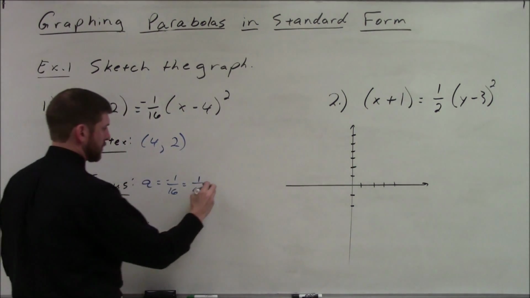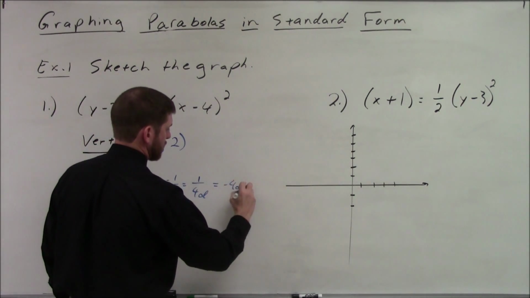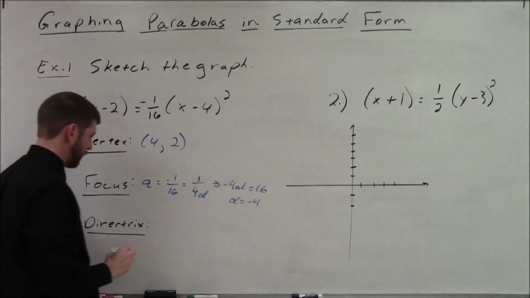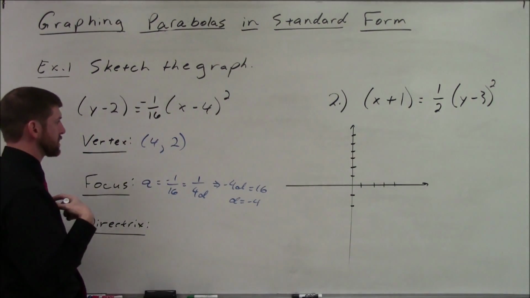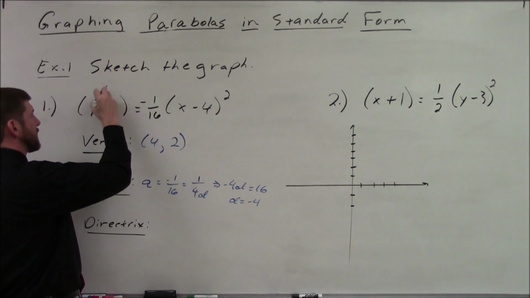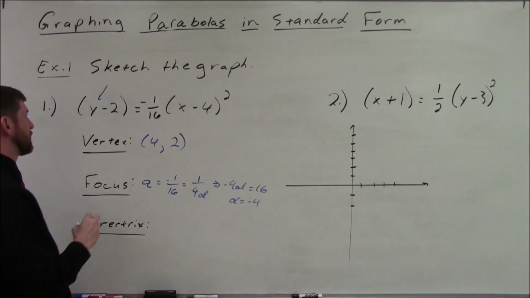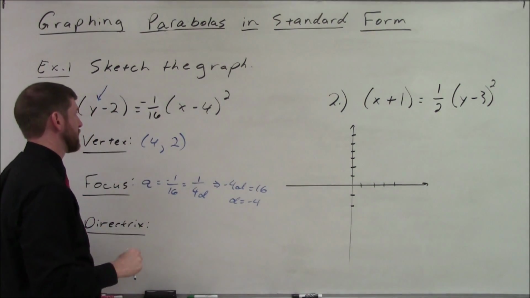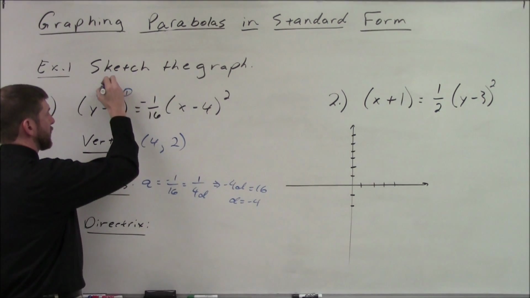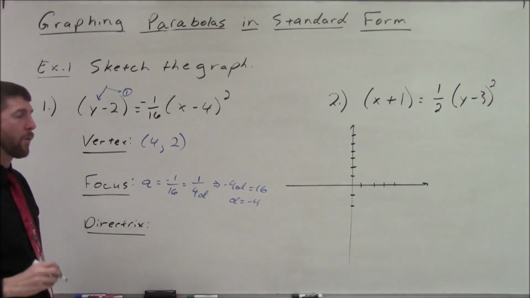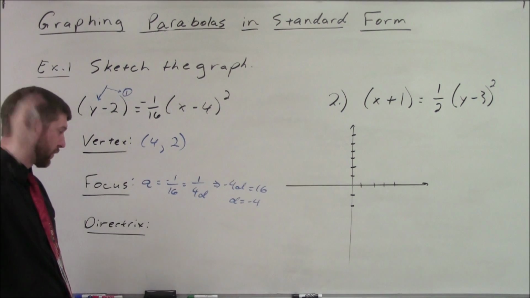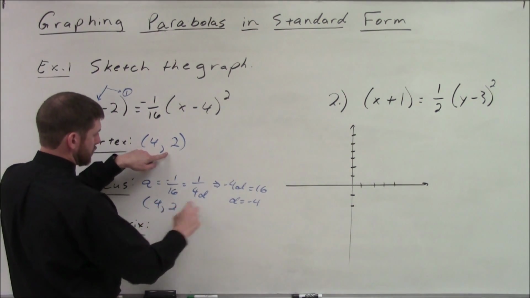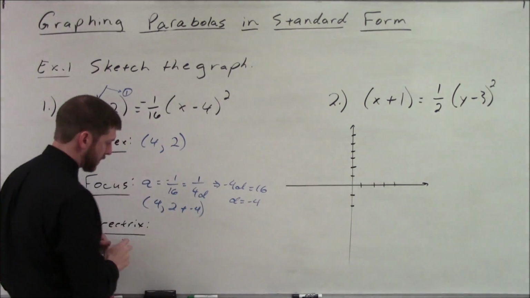So you do a little cross multiply and divide, you get negative 4d equals 16. So d is equal to negative 4. That's going to tell me how to get my focus. Now, because this is a y equals, y is linear, then my y coordinate is what's going to change. It's y to the first, so my y coordinates will change. I'm going to have a vertical graph right here. So my focus is 4, 2 plus negative 4.